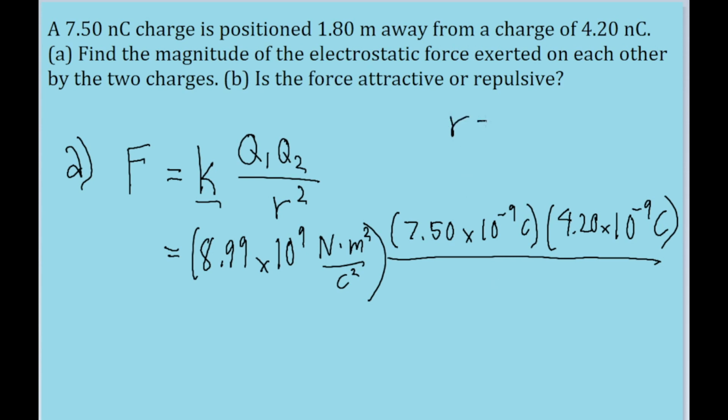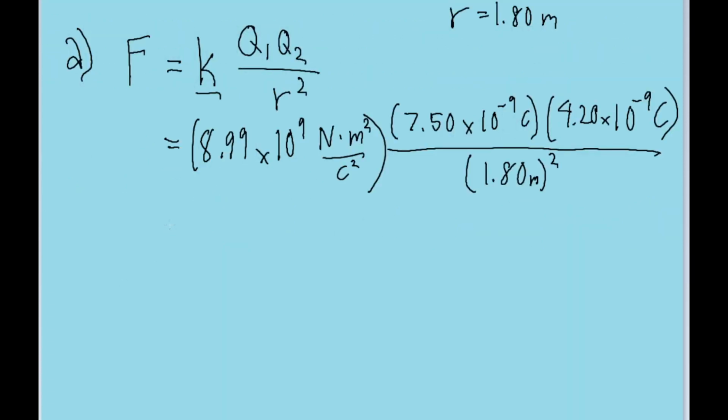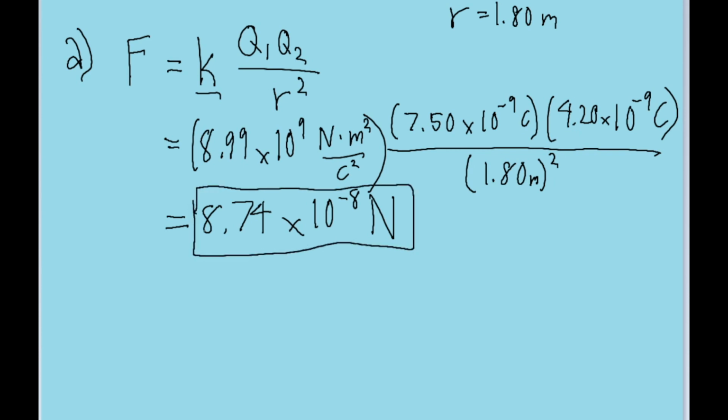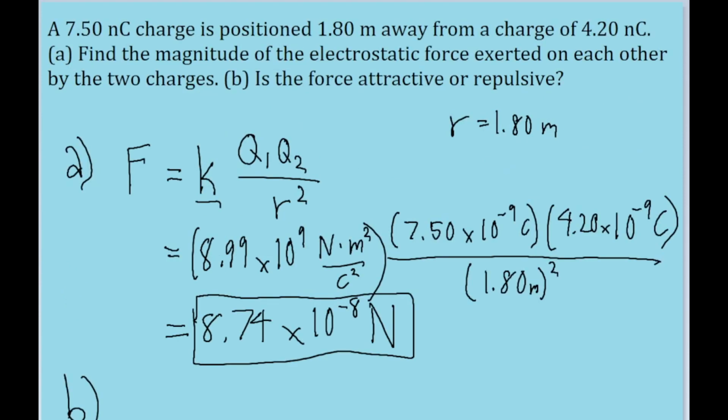So in the case of this problem, r is equal to 1.8 meters, so we divide it by the square of that, 1.8 meters squared. And if you were to put this into your calculator, then you would find a force magnitude of about 8.74 times 10 to the power of negative 8 newtons, and that is the magnitude of the force between these two particles. Now part B asks a simple conceptual question.